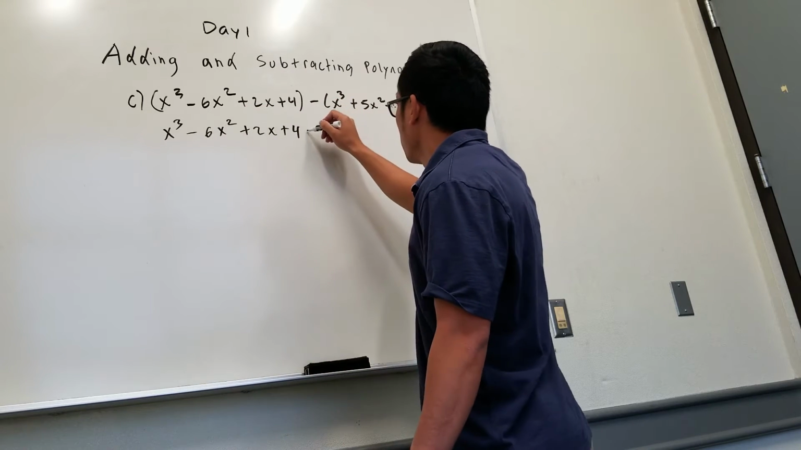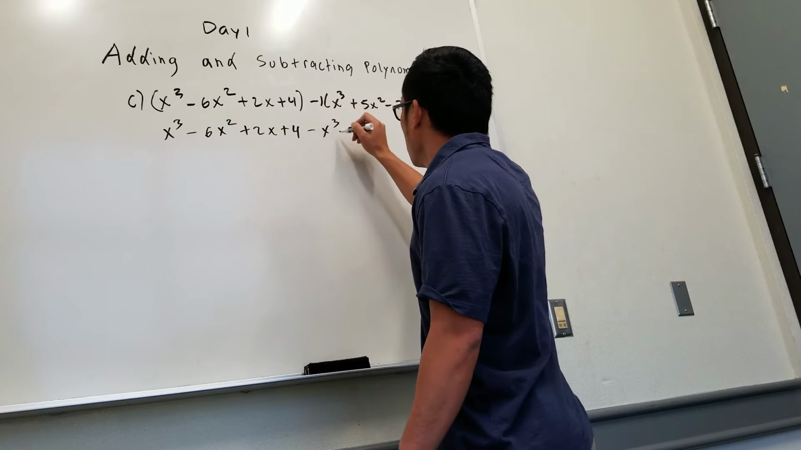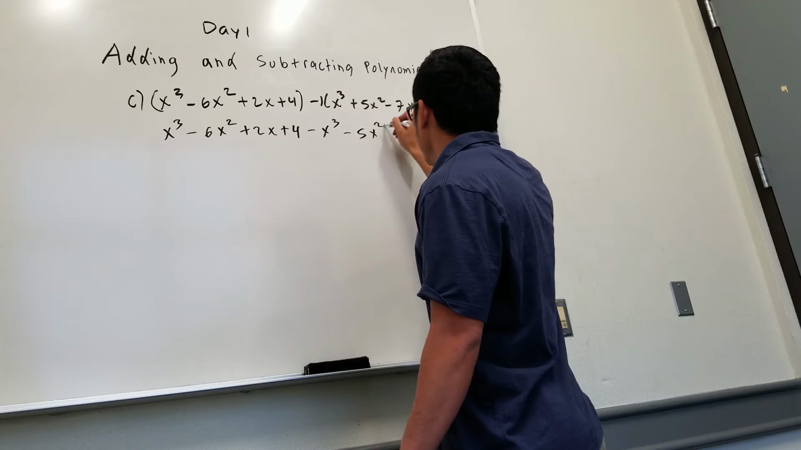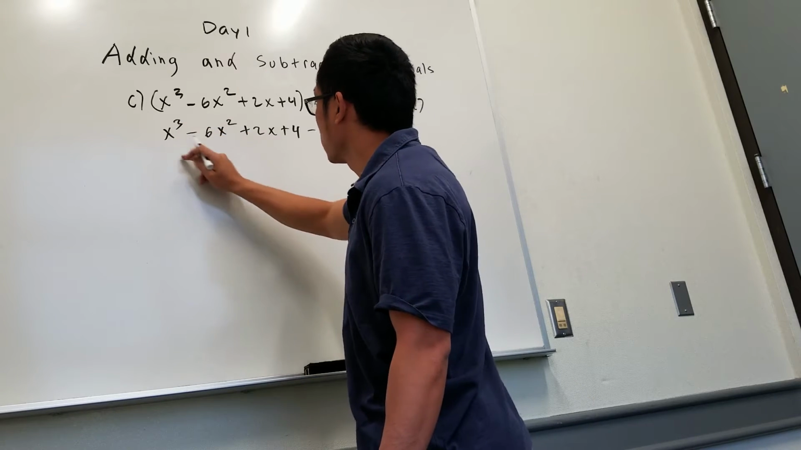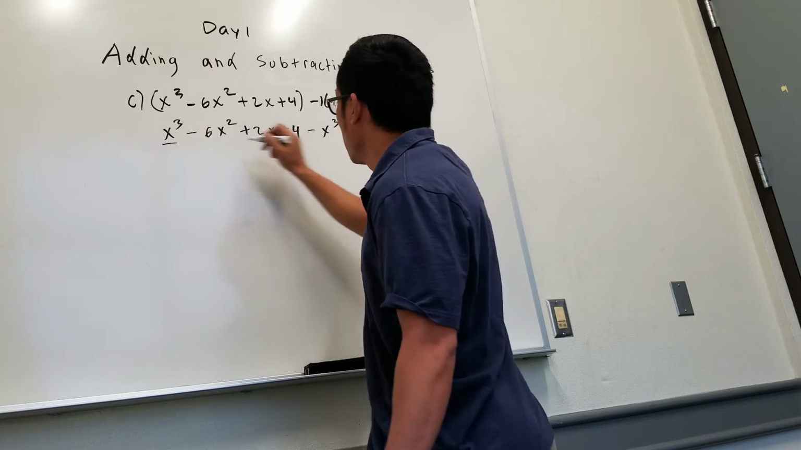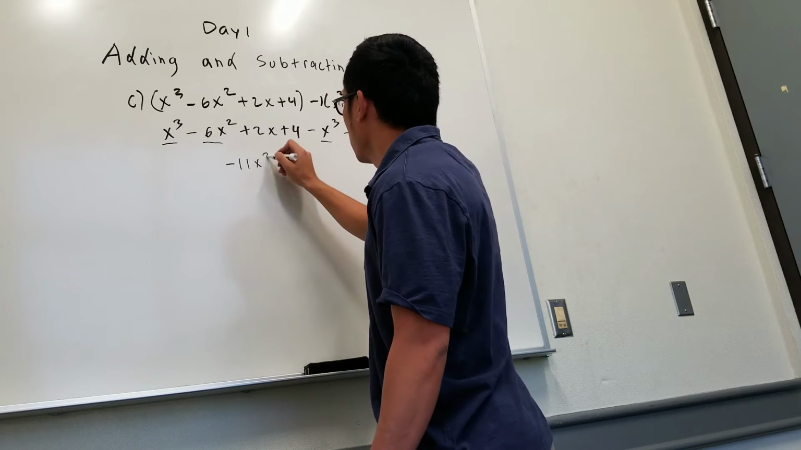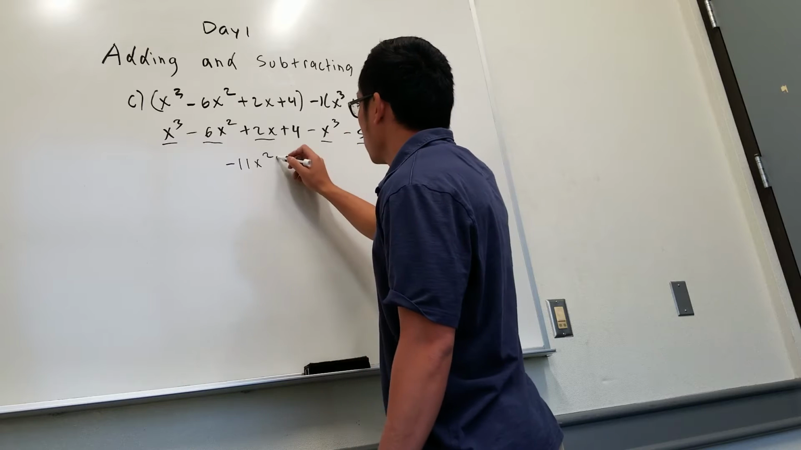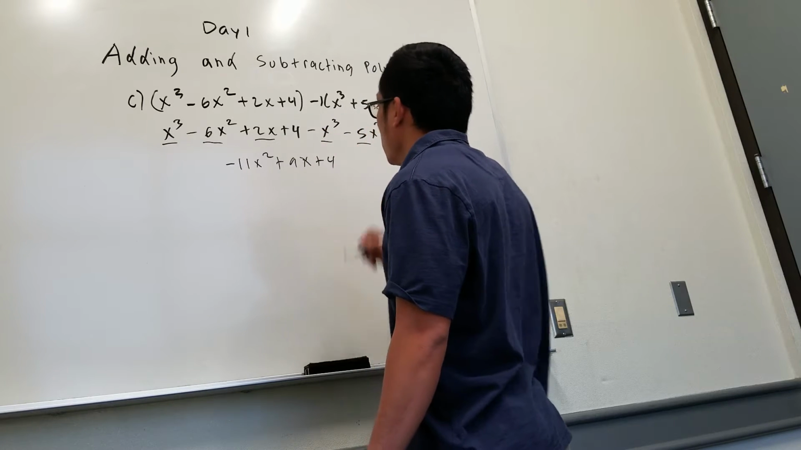Now we've got to distribute the negative because there's already a negative 1 there. Anything that's positive becomes negative, and what's negative becomes positive. Now we just combine like terms. x cubed and negative x cubed cancel each other. Negative 6x squared minus 5x squared is negative 11x squared. Plus 2x plus 7x is plus 9x, and then you have plus 4 left. That's it.